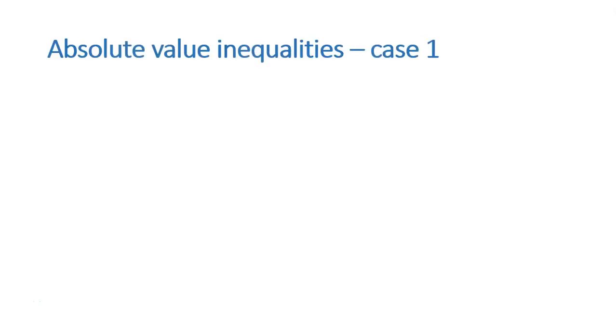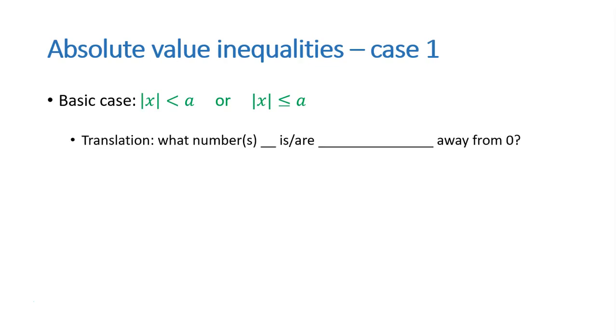Now that we've talked about equations, let's talk about inequalities. So we're going to split inequalities up into two parts, what I'm going to call case 1 and case 2. So the basic case for case 1 is that we've got an absolute value that's less than or equal to a number. So whenever we have a less than or less than equal to, these particular rules apply.